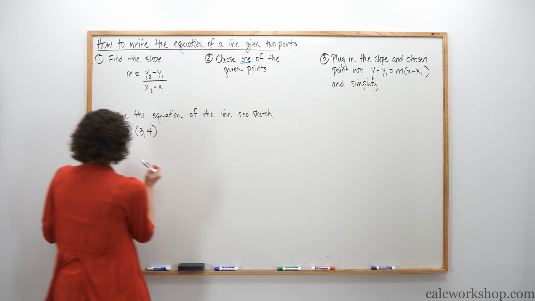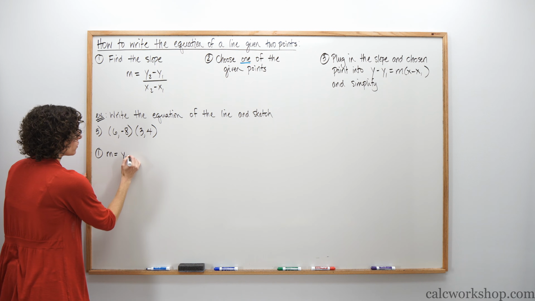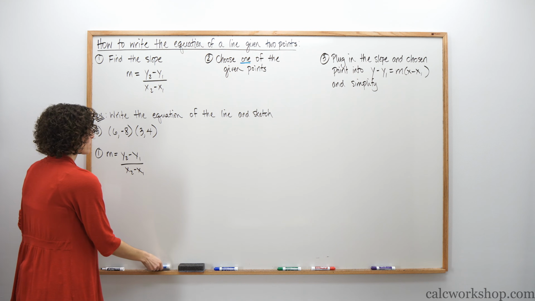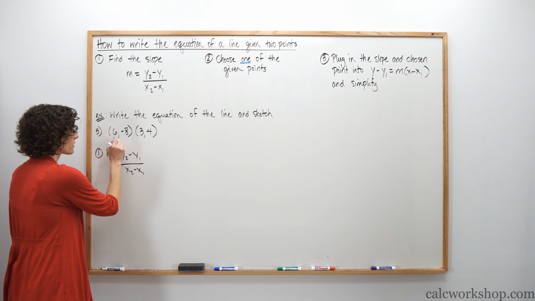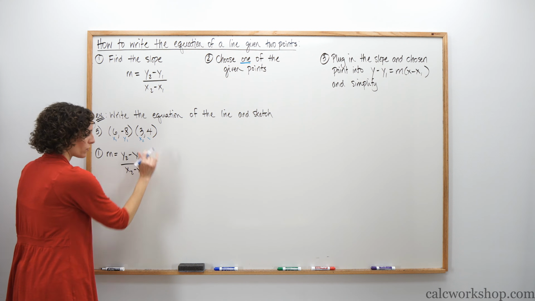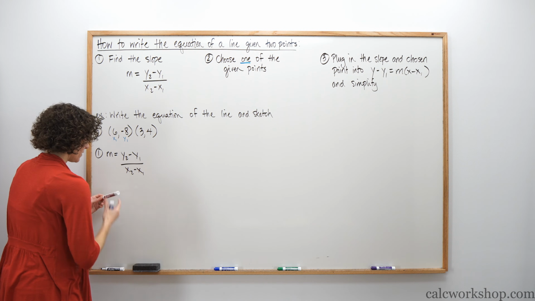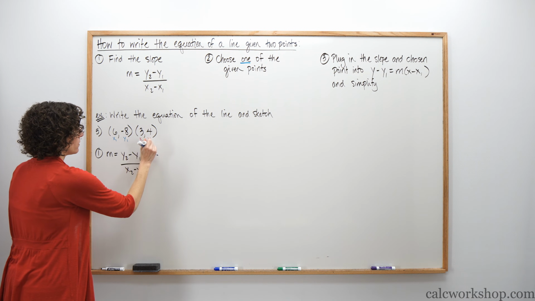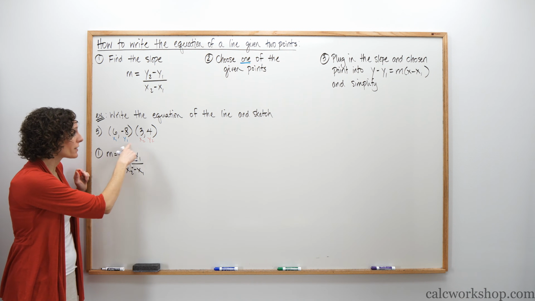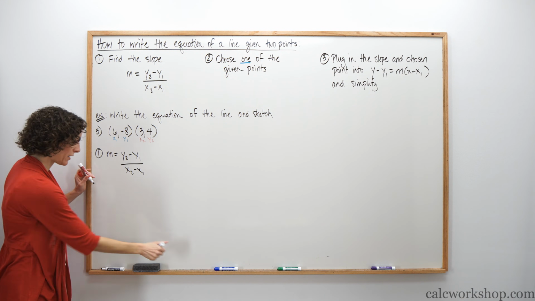So step number 1, we are going to say m equals y2 minus y1 over x2 minus x1. So let's label this. What we have is x1 and y1, and this would be x2 and y2. And I'll use different colors here. And why would they be labeled that way? Well, this is the first point, so they get subscripts of 1. This is the second point, so it gets subscripts of 2. It's that straightforward.